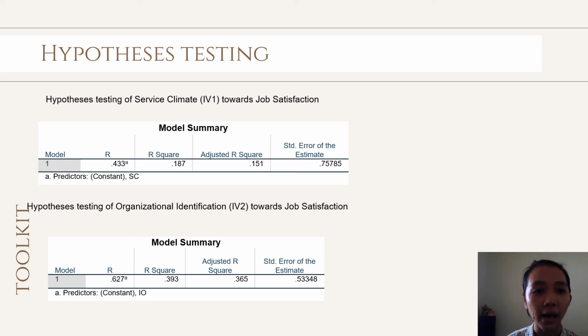Now I'm moving on to the hypothesis testing. For the hypothesis testing of service agreement toward job satisfaction, the R-squared value is 0.187. This value is considered quite low because it's lower than 0.30, so we are able to consider this relationship weak. For the organization identification, IV2, the R-squared is 0.393. This can be considered moderate but not really strong.